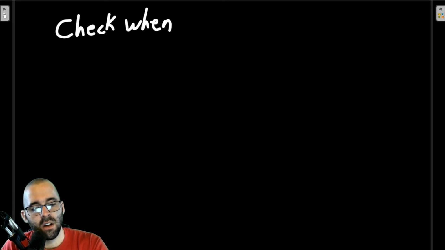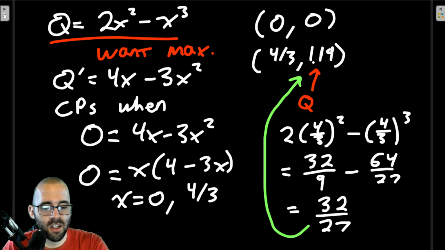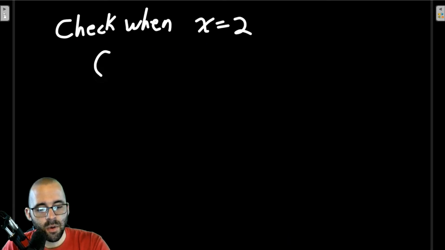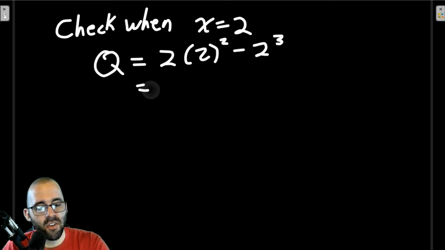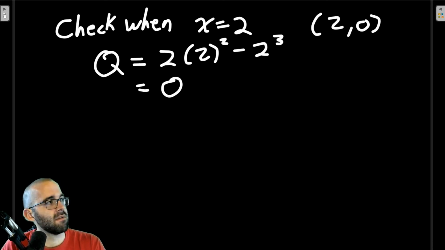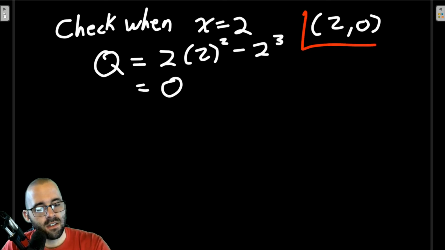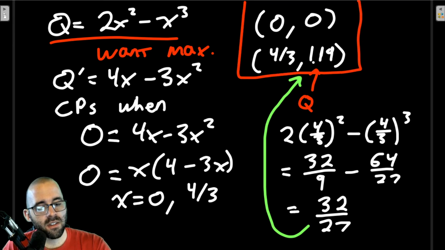We also have to check when x is equal to 2. We'll plug that into Q as well. And we'll get that Q when x is 2 is 2 times 2 squared minus 2 cubed. Simplify that out. Okay, so when x is 2, the Q value is 0. So now we have our boundaries. We have our critical points.